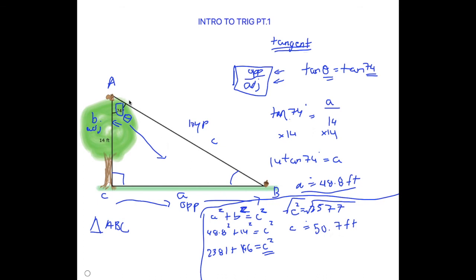Look closely that the hypotenuse is actually the greatest length compared to the 14 feet and the 48.8 feet. And this is one of the easier problems when it comes to trigonometry. We used the tangent ratio for this, but there are other methods that we can use, which as I included in the beginning, sine and cosine.